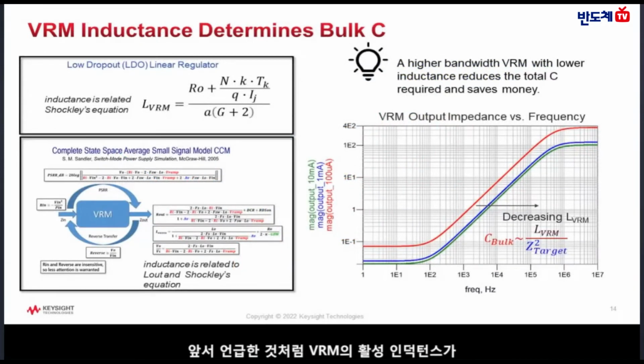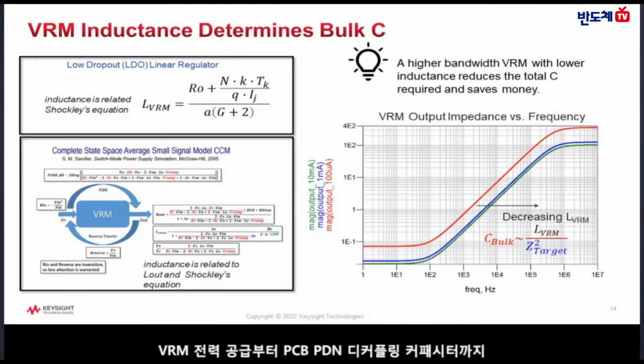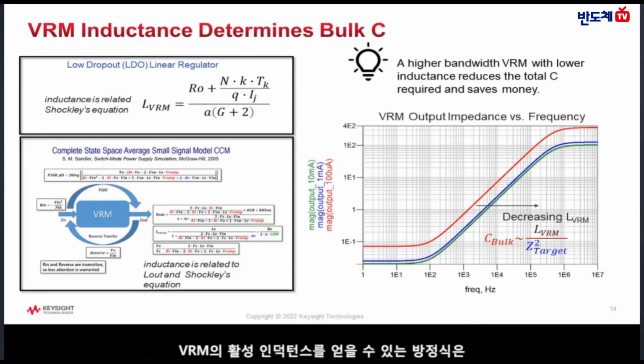I mentioned that the active inductance of the VRM will determine how much bulk capacitance is needed to design a matched resonant-free transition from the VRM power delivery to the PCB PDN decoupling capacitors that deliver power at the frequencies that exceed the bandwidth of the VRM. That sounds simple, but sadly the active inductance of the VRM is not a parameter that shows up on the data sheet.